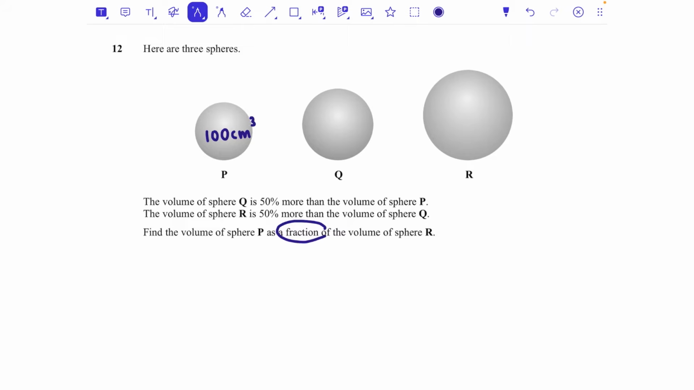We're giving our final answer as a fraction. It doesn't really matter what number we pick to begin with, because we can cancel down the fraction. So let's say the volume of sphere Q is 50% more. Well, if we made that 50% bigger, that would be 150 centimetres cubed. And then if I made that 50% bigger, I would get the value of R. So 50% of that would be 75, add it on is 225 centimetres cubed.